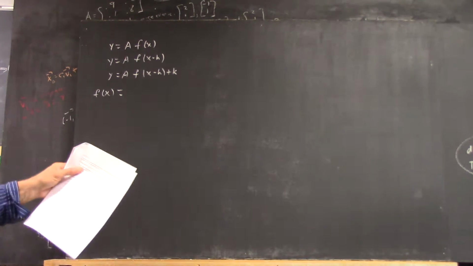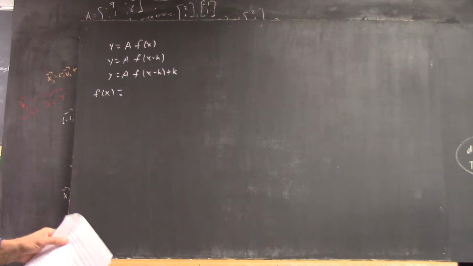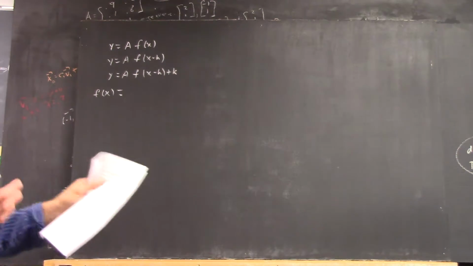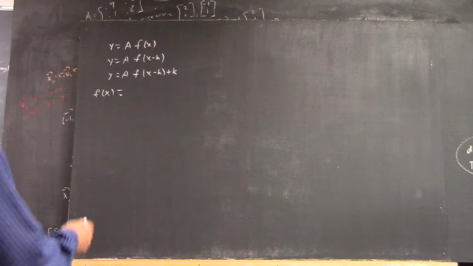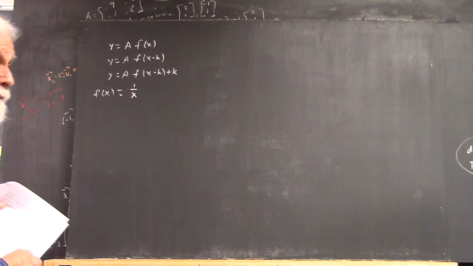You really need to recognize those names. I'll probably tell you what the function is, but you need to know those names. They're classifications of functions. Each of these functions has different characteristics. You want to give it a name. So the basic reciprocal function is this. So how do you graph it?